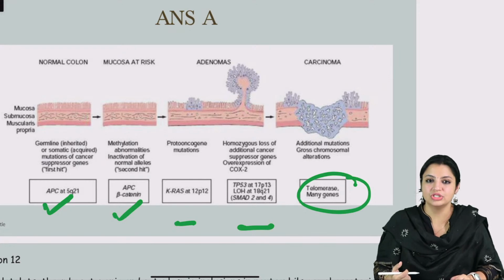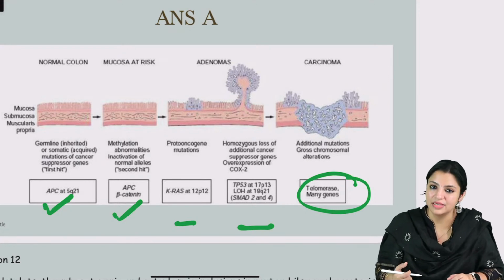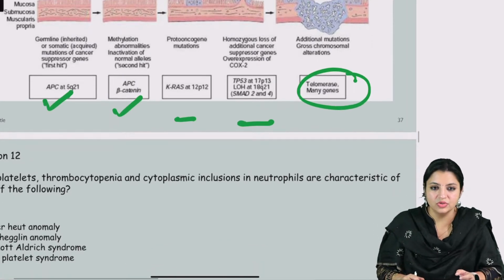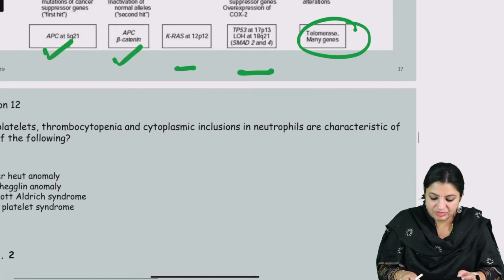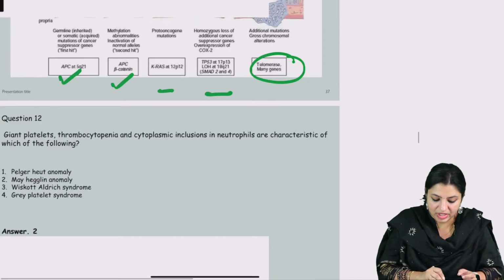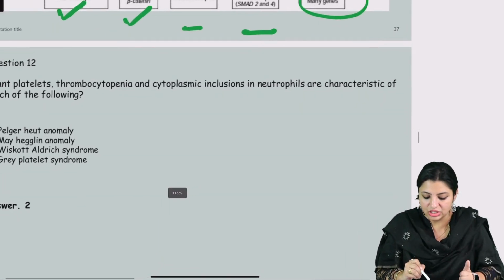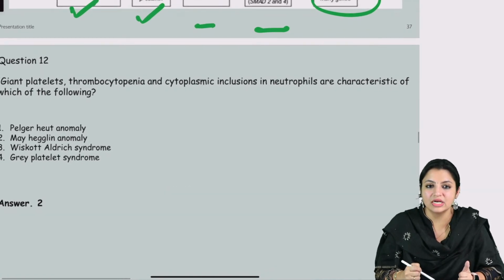That's how you approach these kinds of questions, and the answer is A. Right guys, now let's come to this another hemat question. So this patient has giant platelets, he also has thrombocytopenia, and he has cytoplasmic inclusions in the neutrophils. So what is this characteristic of?